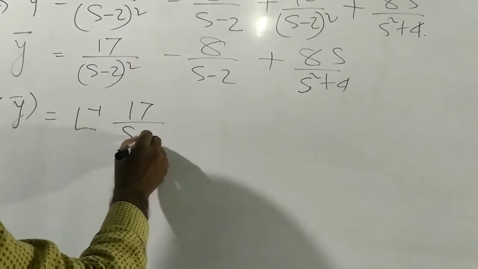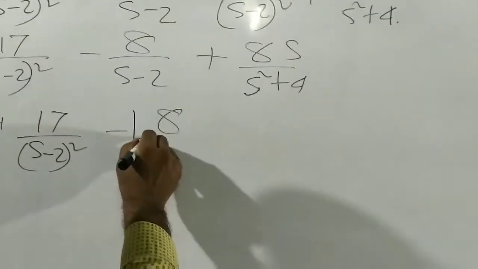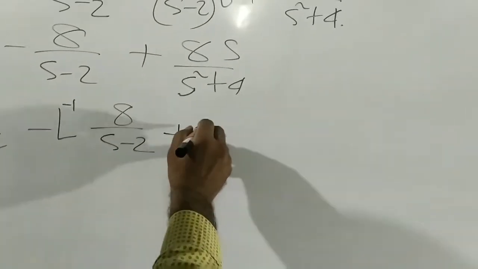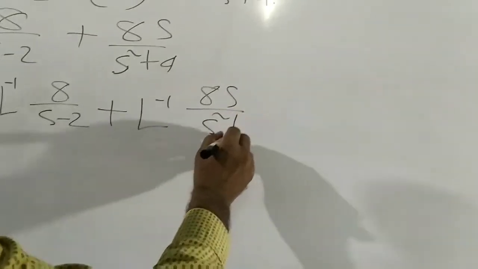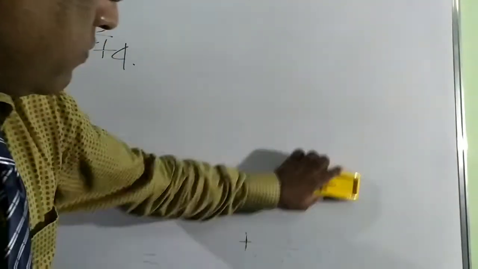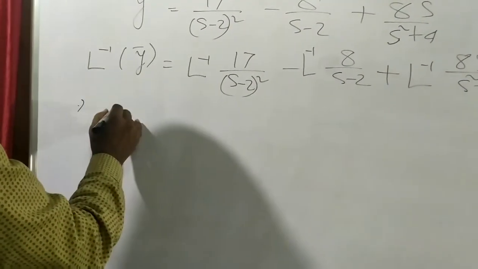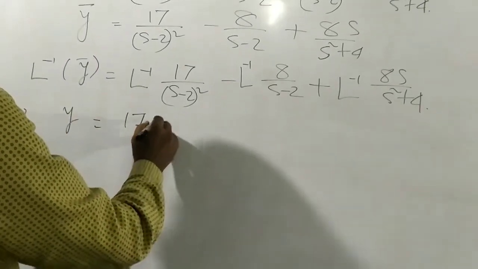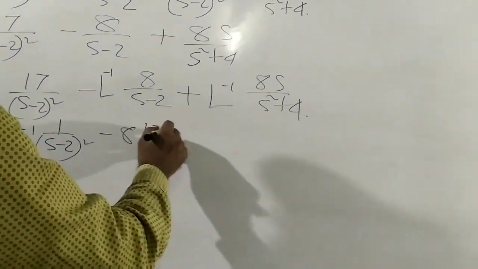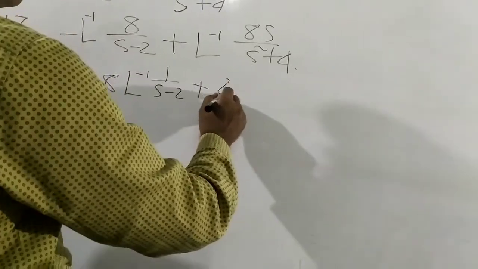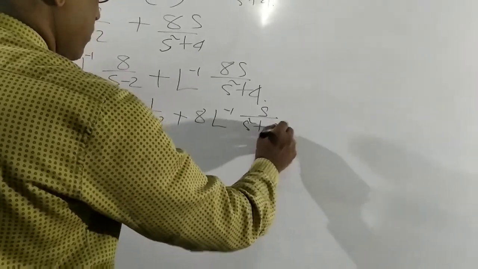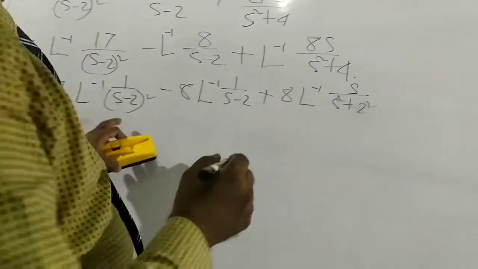So this is L inverse of 17 by s minus 2 whole square, minus 8 by s minus 2, plus L inverse of 8s by s square plus 4. L inverse of y bar means y, and 17 is outside, L inverse 1 by s minus 2 whole square, and 8 is outside, L inverse 1 by s minus 2, and 8 also outside, L inverse s by s square plus 2 square. We get this. Now we calculate this result here, no need to write several times.